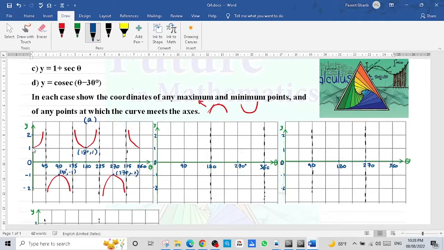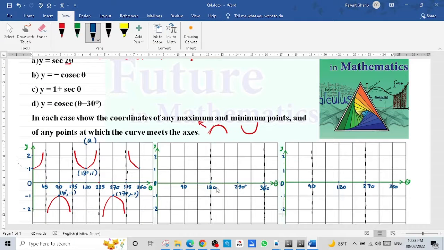This point is not a minimum, because the curve does not go below it, it starts from there. So this point is not a minimum, and also this point is not a minimum. So the minimum is 180 degrees and 1. The maximum, we have 2 points, 90 degrees and negative 1, and 270 degrees and negative 1. The point of intersection with the axis is just this point, 0 and 1.